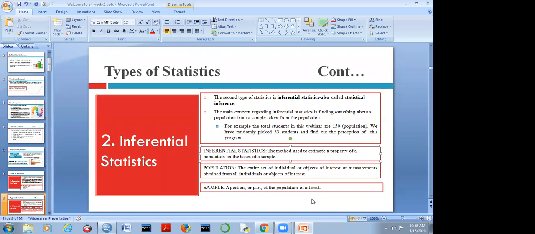Apart from this 150, there are a lot of students in the universe or all over India. But I am only interested in whom? Those who are watching my webinar, those who enrolled in this program. I am not taking the opinion of students who are not part of the program. That is called a population of interest, sample of interest. This is called inferential statistics. Understood?